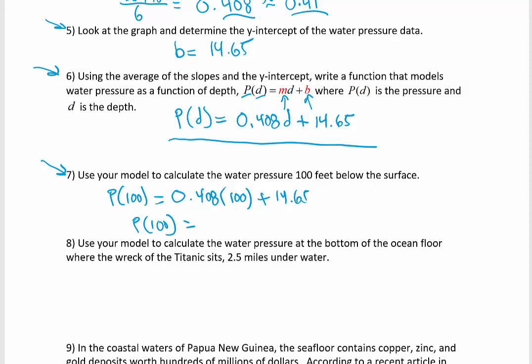So I'm going to take 0.408 times 100 and add 14.65 to it. And that would tell me the pressure at 100 feet is going to be 55.45. Now if you used 0.41 in here for your slope, you're going to have an answer that's a little bit different, but still very close to this answer. And remember, the pressure is measured in PSI. So we want to make sure we include those units on the end. Okay?